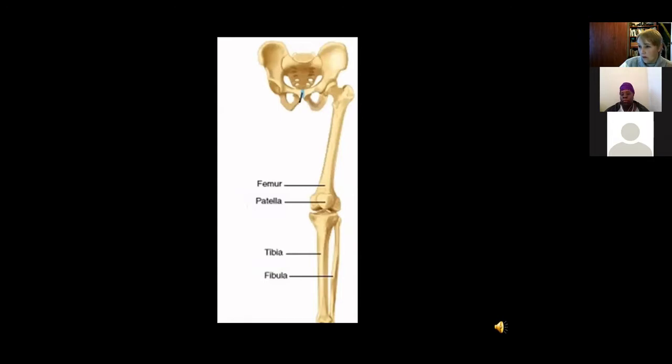This is your hind leg: the pelvis, the femur, the patella, the tibia, and the fibula. We will deal with the hand and the foot later.